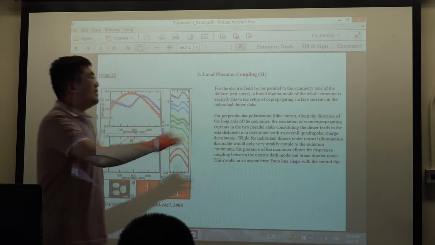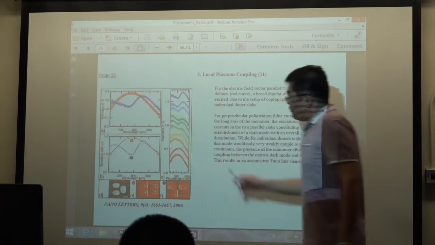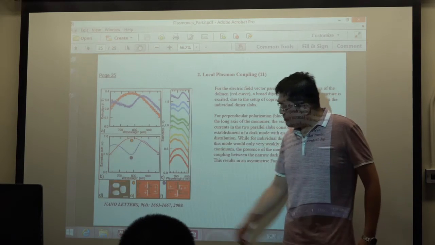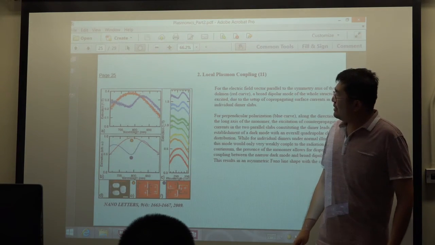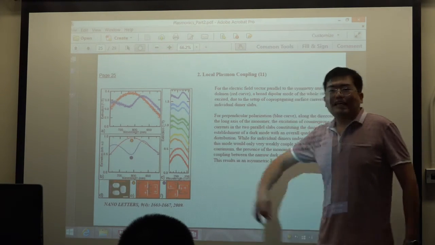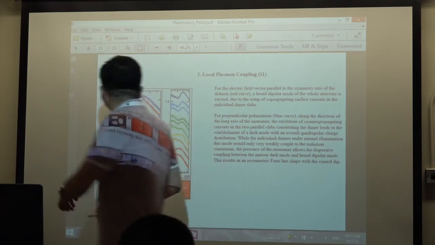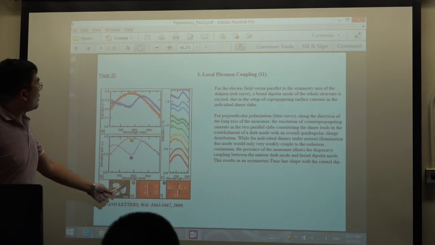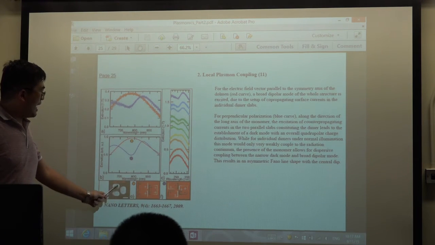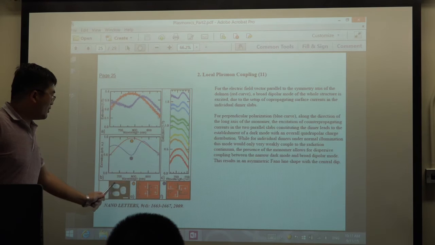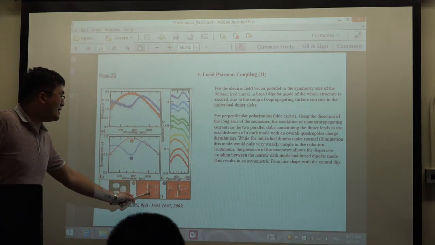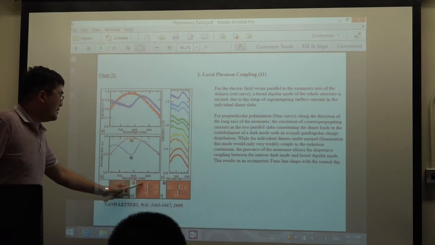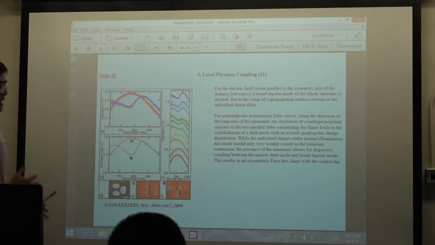Okay, I see the first case, now we can read. The first case is actually the first experimental paper published in Nano Letters. It's a very, very classical paper in this field. You can see here, this is called a monopole. It's a monomer coupled to a dimer. The monomer is one, and the dimer is two together. They call it monomer coupled.